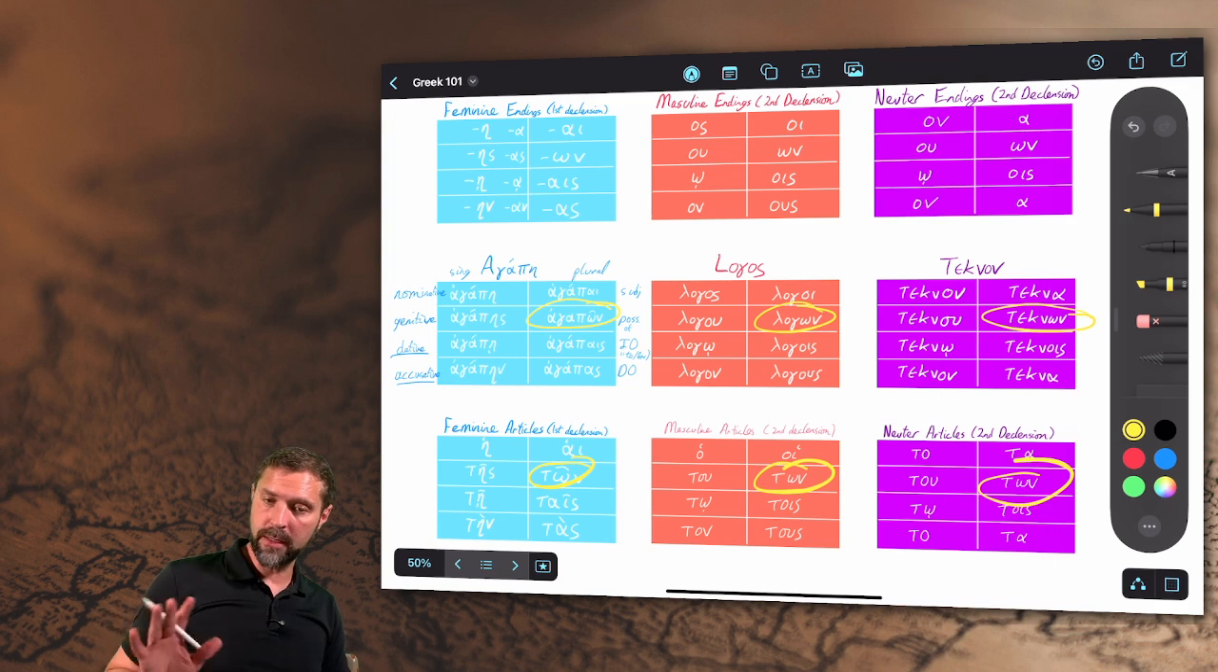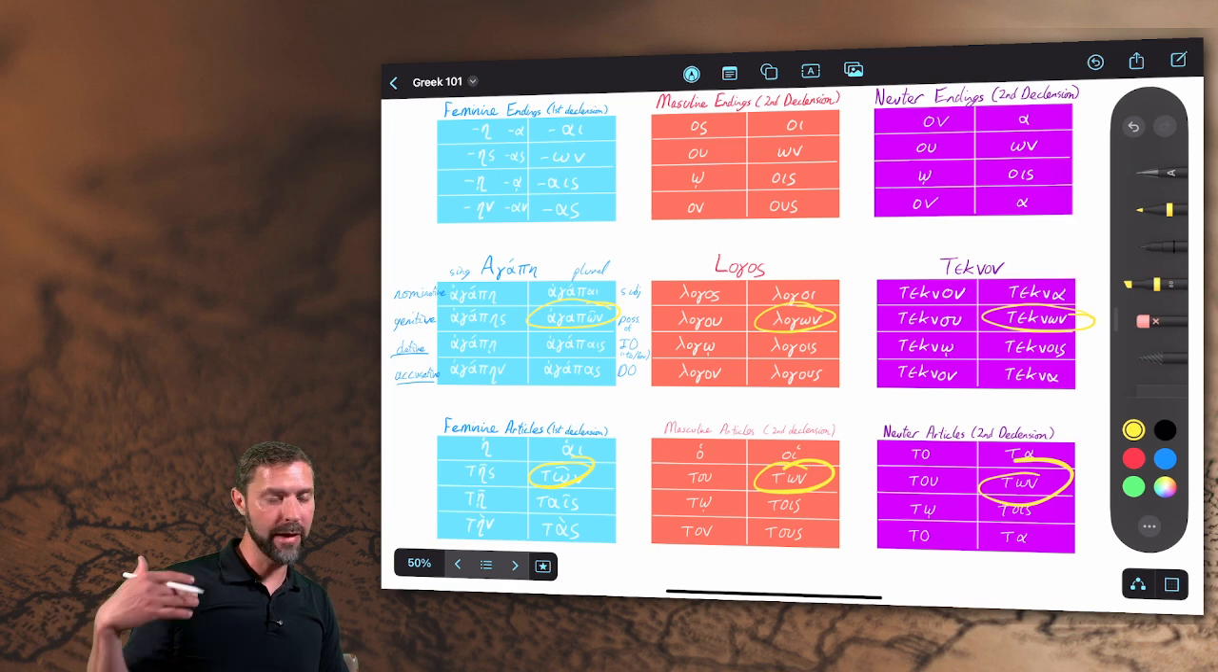How would you know then the difference of what's going on? Well, a given noun is always and only in that gender. Agape will always be feminine. You'll never see agape as a masculine. You'll never see it as a neuter. It's always and only feminine. Teknon will always and only be neuter.